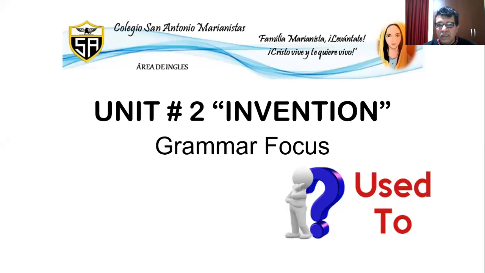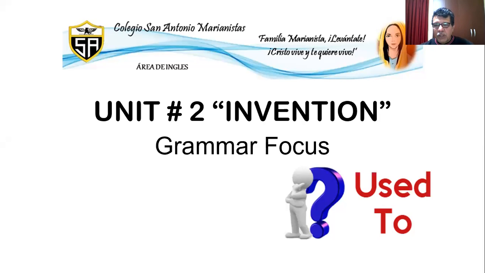Good morning, students. Today we continue with unit number 2, Invention, and we're going to talk about the expression used to. Used to is an expression that you are going to use for simple present, simple past, or future tense. What do you think? Simple present, simple past, or future tense? Do you have the answer?